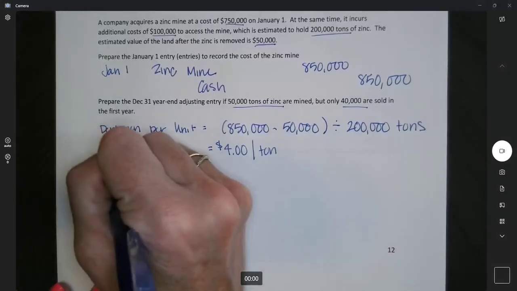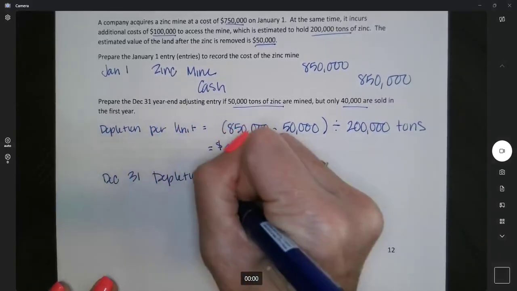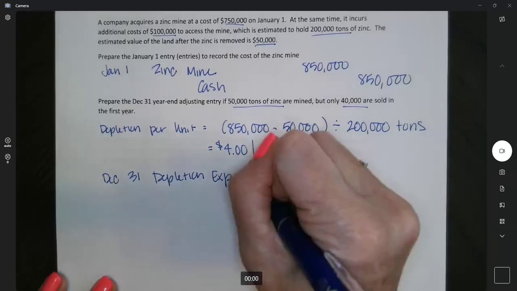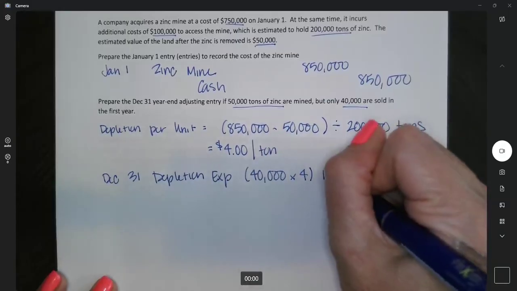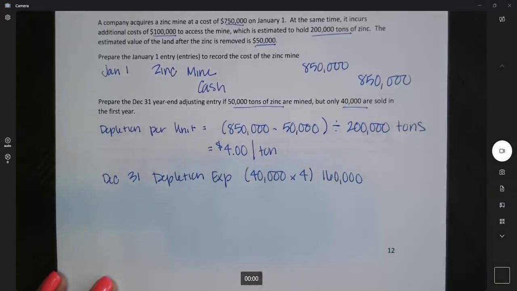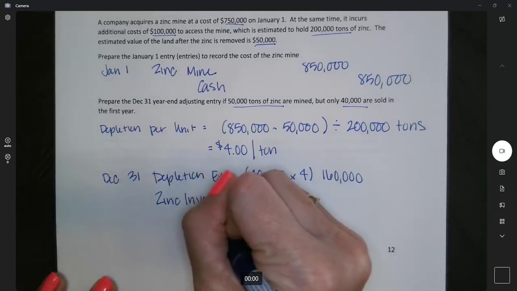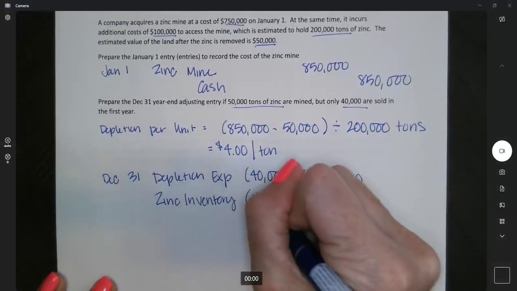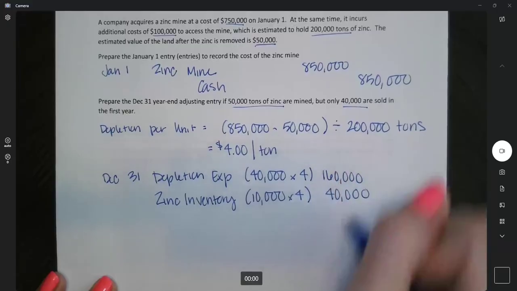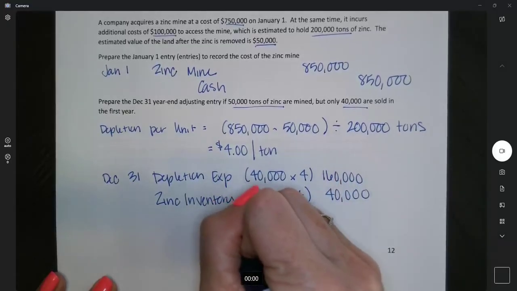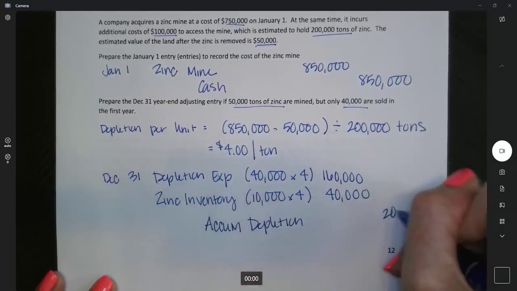On December 31st, we're going to debit depletion expense, which is going to be 40,000, which were sold, times 4, and that'll be $160,000. We're also going to debit zinc inventory for the other 10,000 that was not sold. That'll be $40,000. And we will credit accumulated depletion for $200,000.